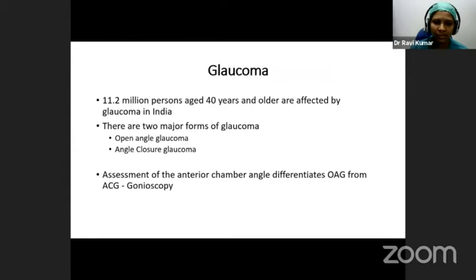So we know that the two major forms of glaucoma, the open angle and angle closure glaucoma, can be differentiated only by the assessment of the anterior chamber angle, that is by gonioscopy. The primary treatment of both these conditions is different. You would need a peripheral iridotomy in angle closure glaucoma patients, and medication should be started in open angle glaucoma patients. So we have to differentiate these two major forms of glaucoma.